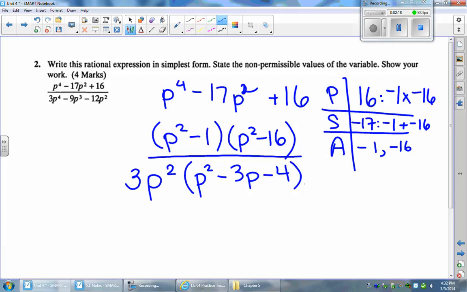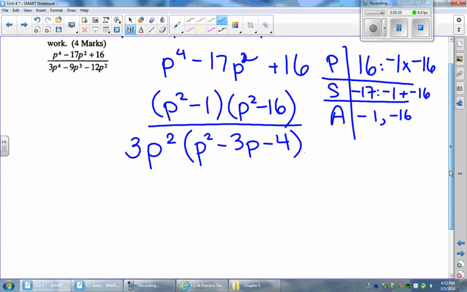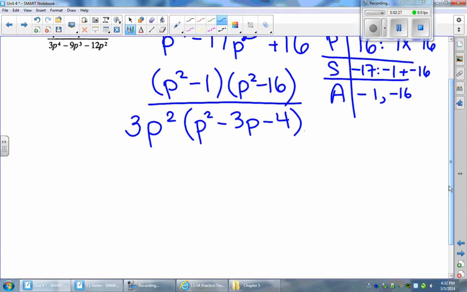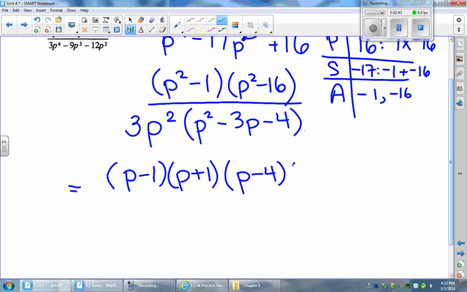Okay, but I'm not done because I have two difference of squares on the top of my equation and I have a PSA form question on the bottom. So I still have more work to do. I know difference of squares, I can write p squared minus 1 as p minus 1 and p plus 1. And same for the second binomial. P squared minus 16 can be written as p minus 4 and p plus 4.